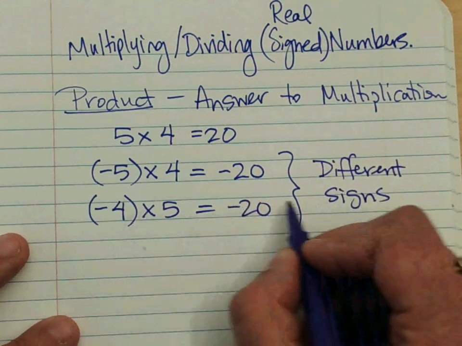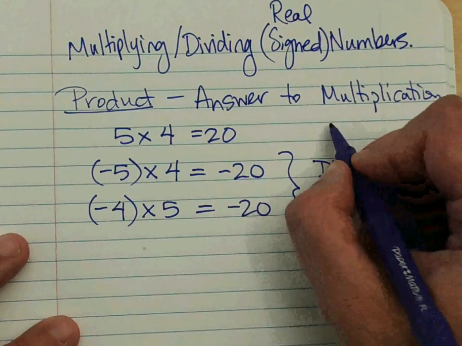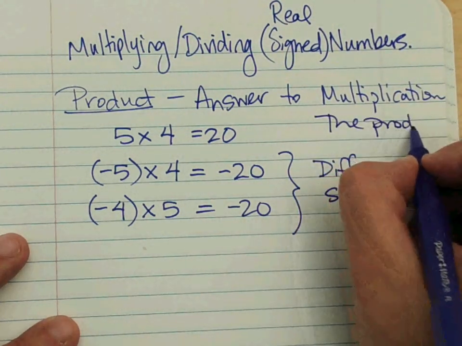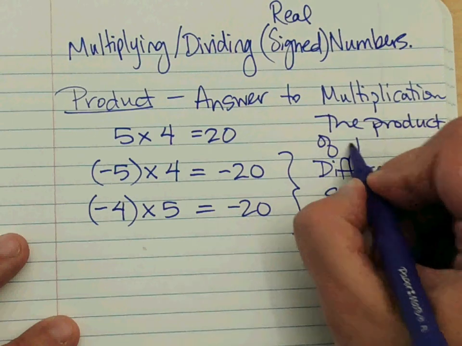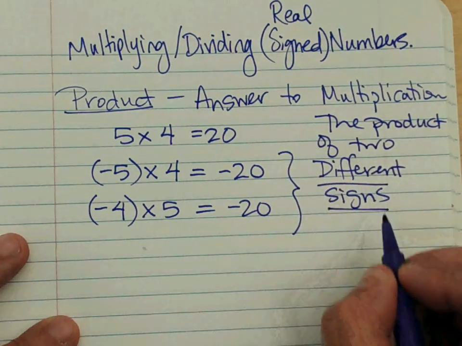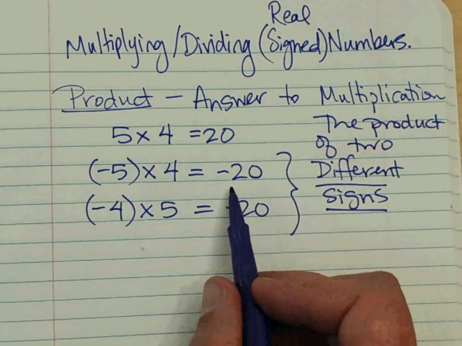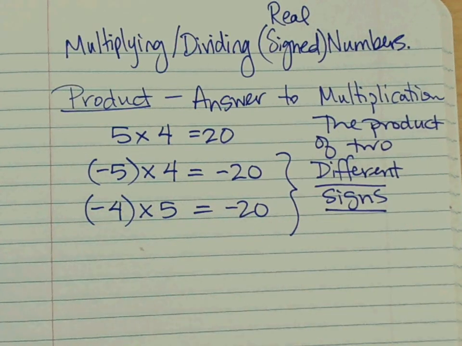the product of 2 different signs is going to be what? The answer is going to be negative, okay?